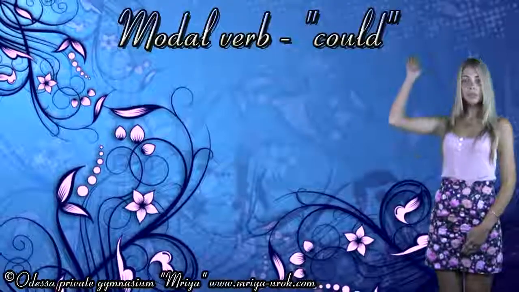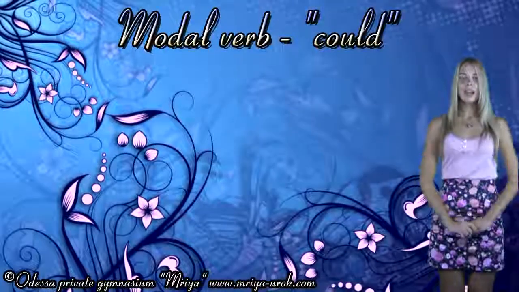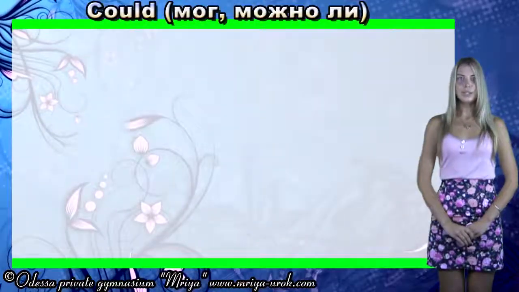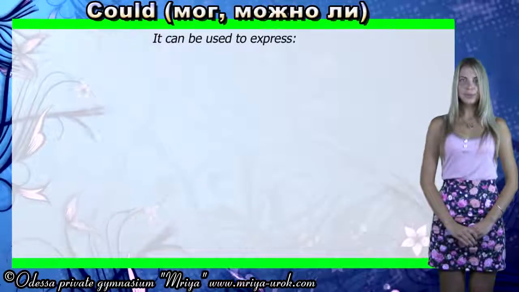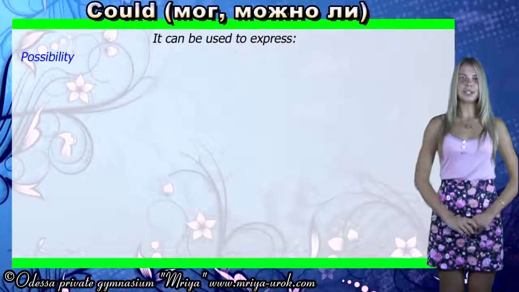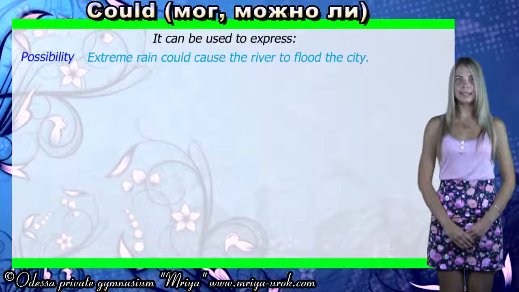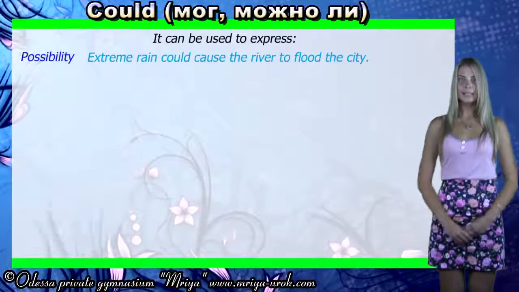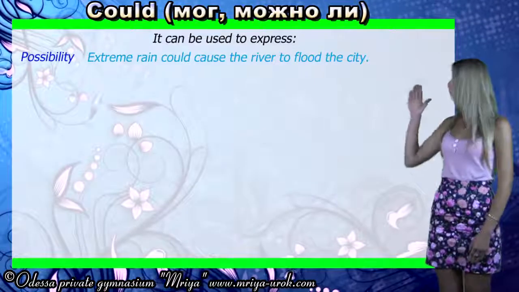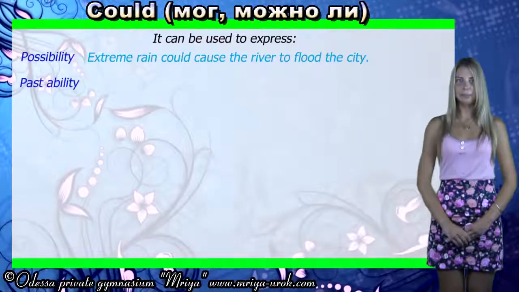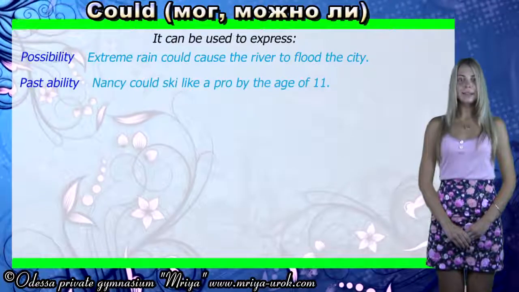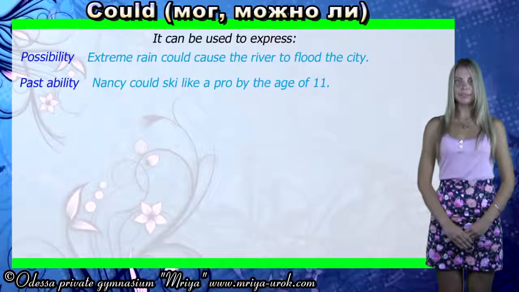So, the modal verb could. The modal verb could is used to express, first of all, possibility. For example, extreme rain could cause the river to flood the city. The second, it can express past ability. For example, Nancy could ski like a pro by the age of 11.